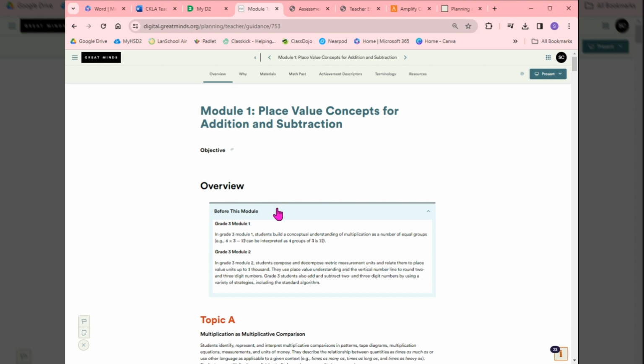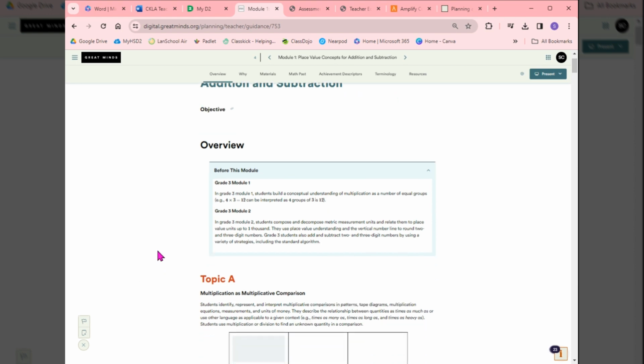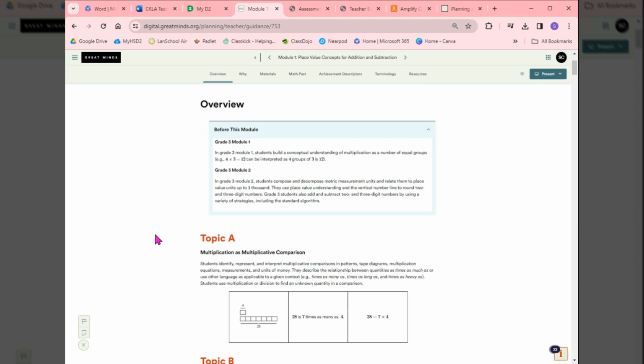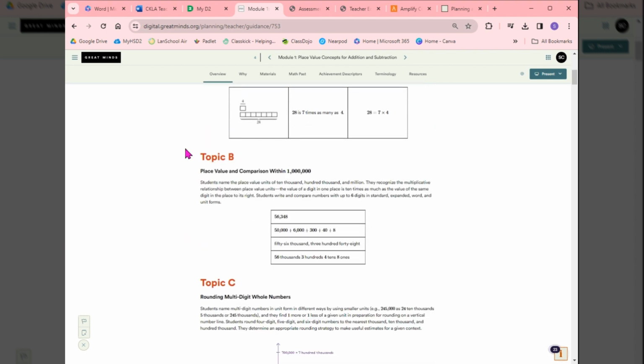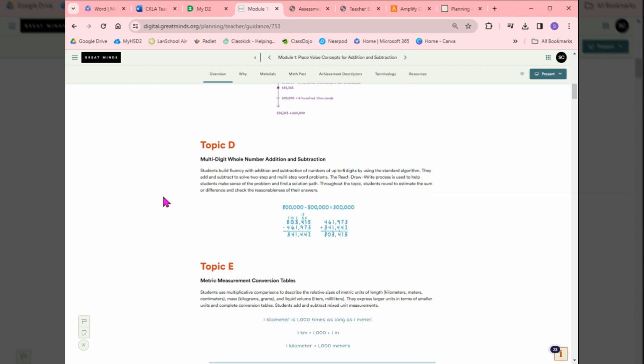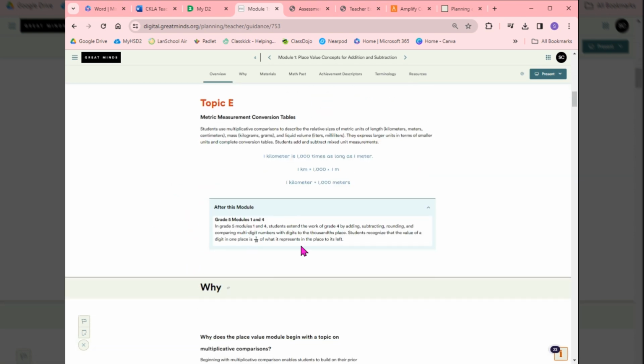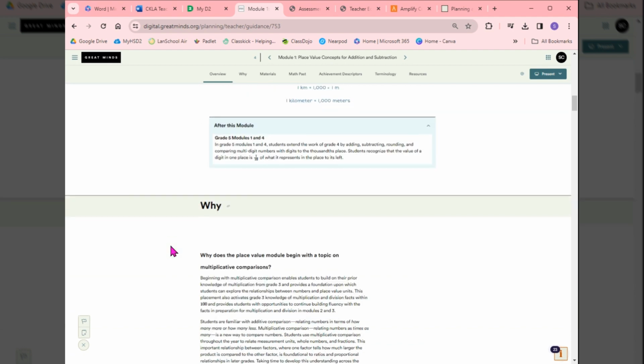In the first part of the overview, it says what students have learned before this module, so you can have background information on their knowledge. Then it explains what students are going to be doing in each topic with an image of what student work, like exemplary work, should look like. After each topic, it says what students will be doing with that knowledge moving forward in other levels.